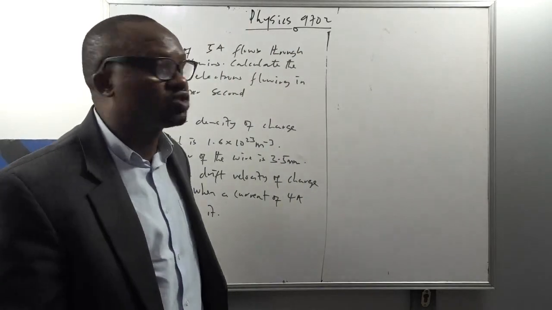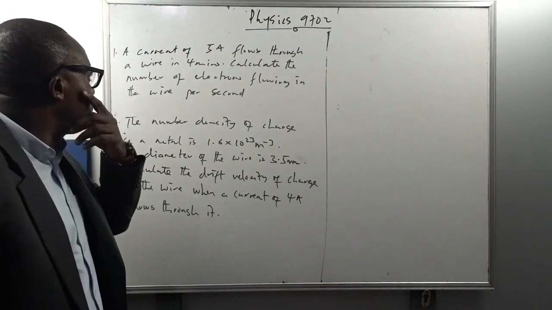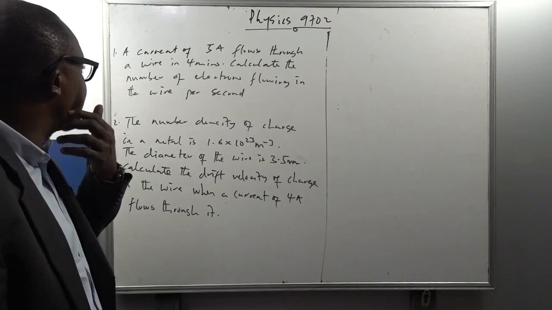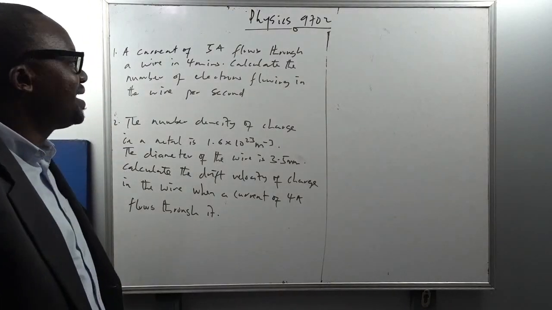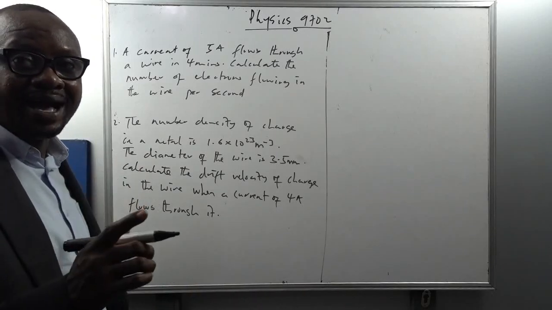So let's look at this question quickly. A current of 5 amperes flows through a wire in 4 minutes. Calculate the number of electrons flowing in the wire per second. Per second.